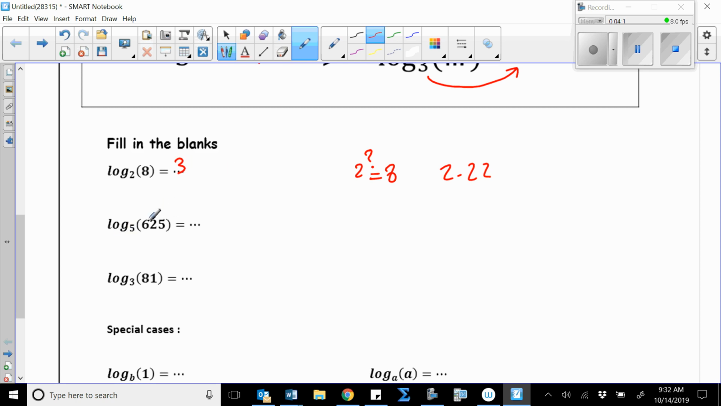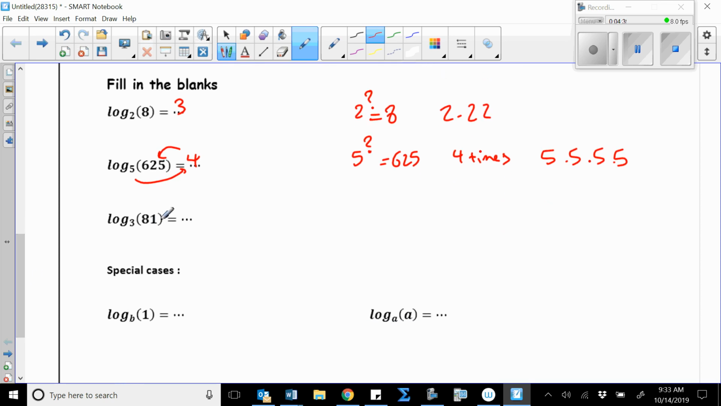What is log of 625 with base 5? How many times should 5 be multiplied by itself in order to get 625? 4 times. That means 5 should be multiplied by itself 4 times. So 5 to the power of 4 is 625.